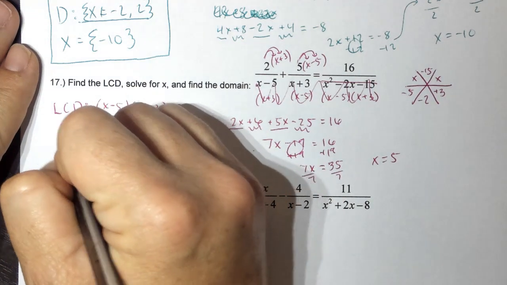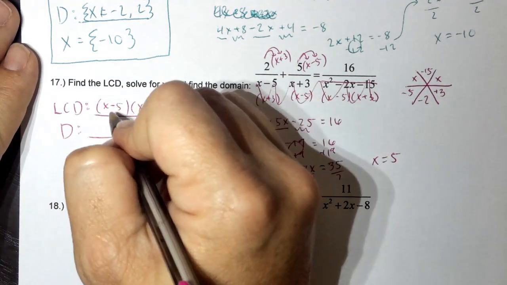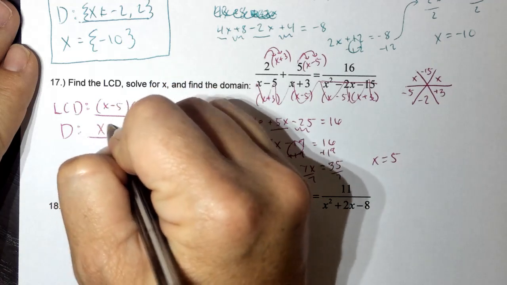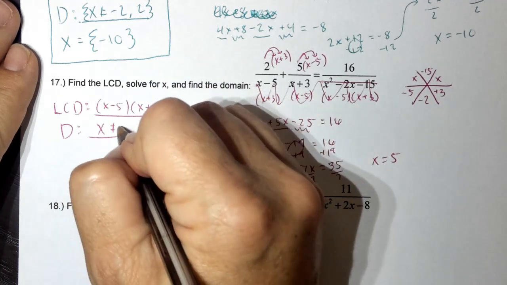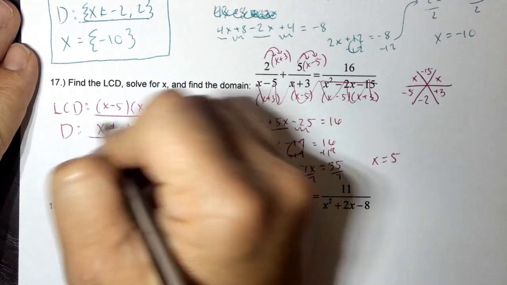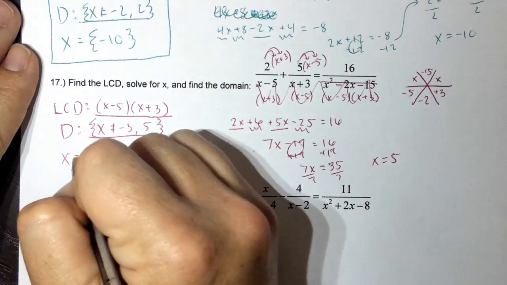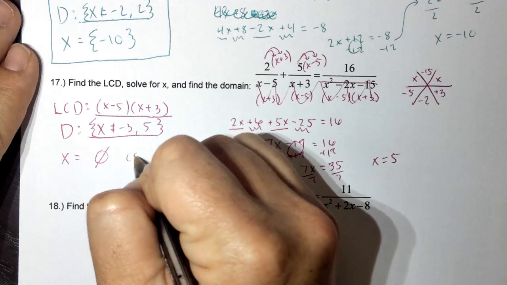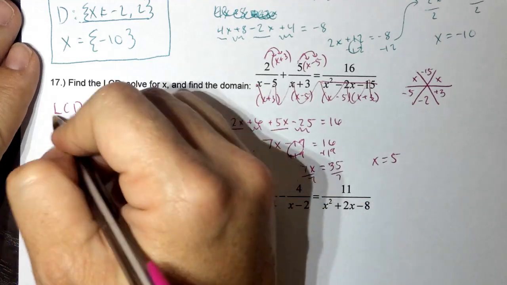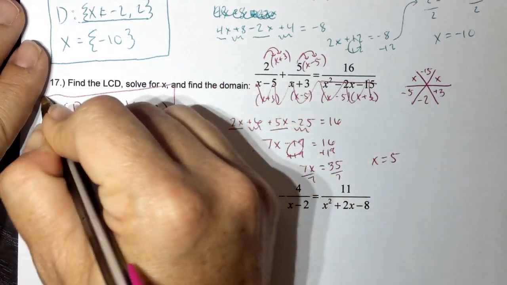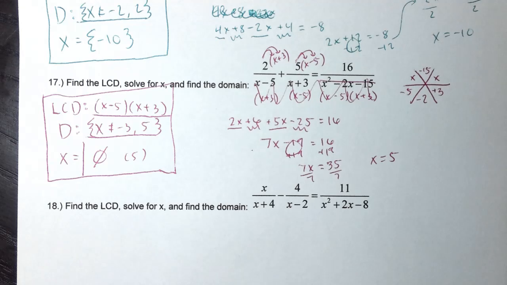Well, let's figure out our domain before I start boxing in the answers. What cancels a negative 5 is a positive 5. What cancels a positive 3 is a negative 3. Well, I got positive 5, so that cannot be an answer. So my answer is no solution, and 5 is our extraneous solution. I don't know why I drew that line, sorry y'all.